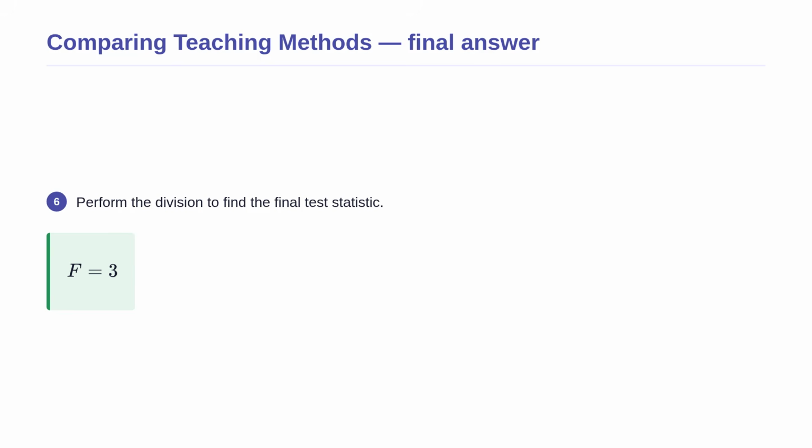Physically, this means the variance in test scores for method A is exactly 3 times larger than the variance for method B. To make a final scientific conclusion, the teacher would compare this value of 3 to a critical value from an F distribution table. She would use 9 degrees of freedom for the numerator, since 10 minus 1 is 9, and 11 degrees of freedom for the denominator, since 12 minus 1 is 11.